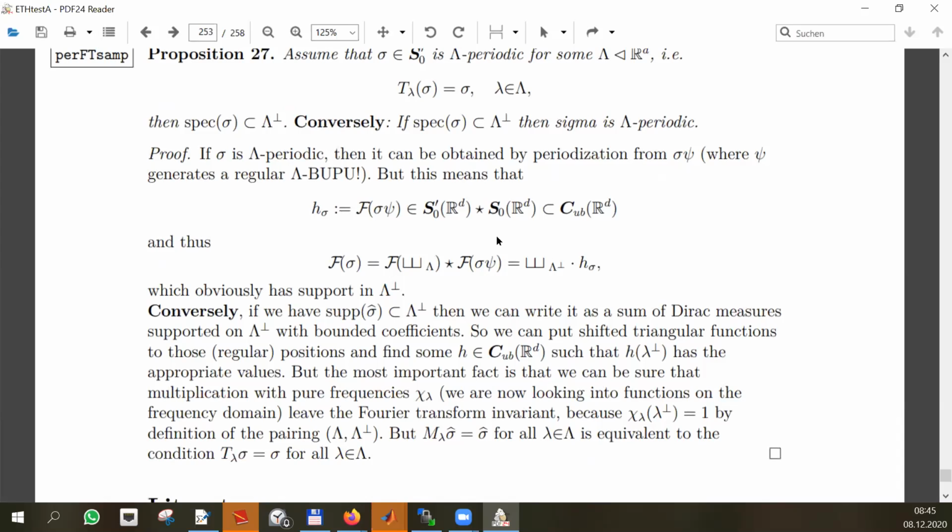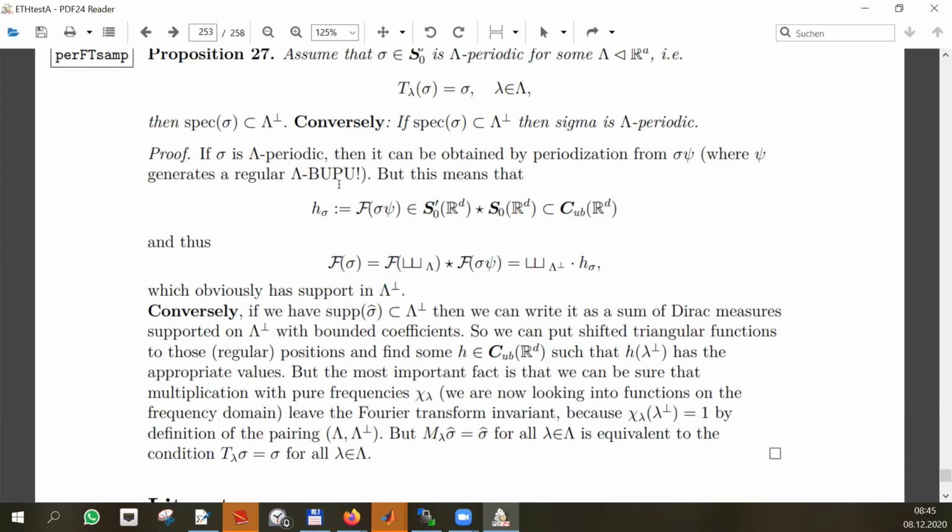We'll use facts that I will discuss in a moment, but it's very plausible. If you give me any lambda periodic distribution, then what I use as an auxiliary tool is a BUPU, but it should be conformable with the lambda. Of course, if you get a general lattice, you can get it by distorting the standard lattice. So how can you get a lambda BUPU, which means a partition of unity of the form T lambda of psi for some well-chosen psi?